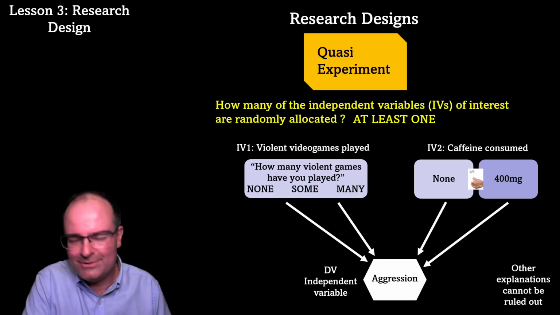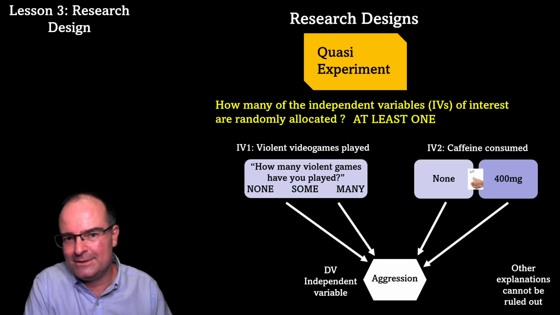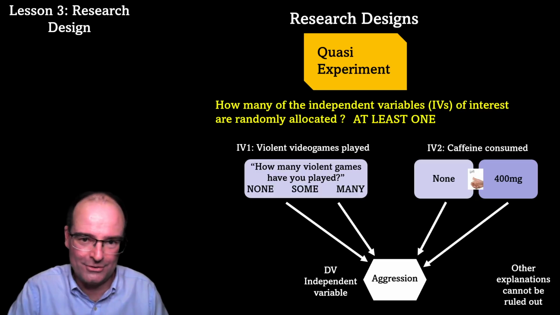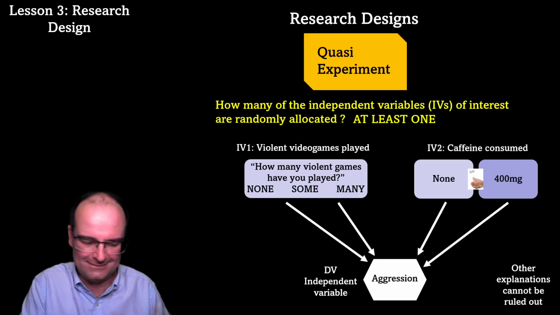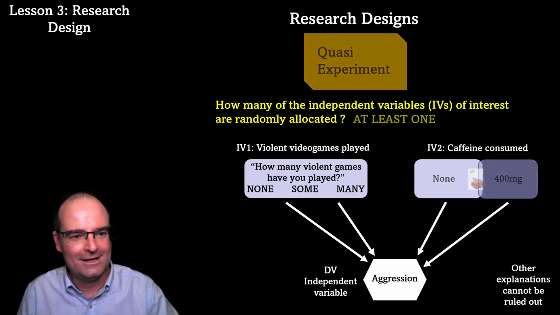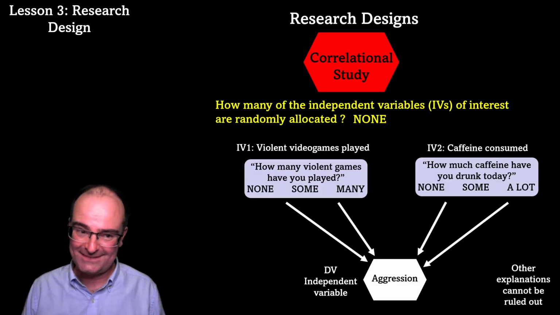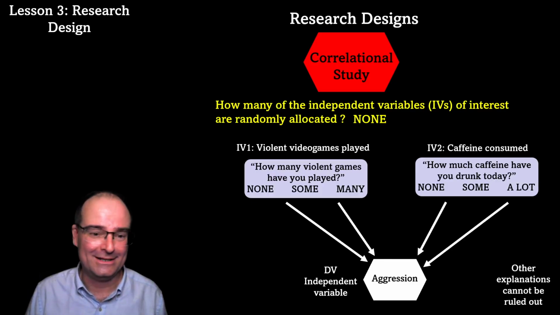See the problem? The moment you lose control, the moment you lose the ability to randomly allocate, you lose the strength of your causal inference. So quasi often isn't that great. It is a bit better than a correlational study though, where no independent variables are randomly allocated.